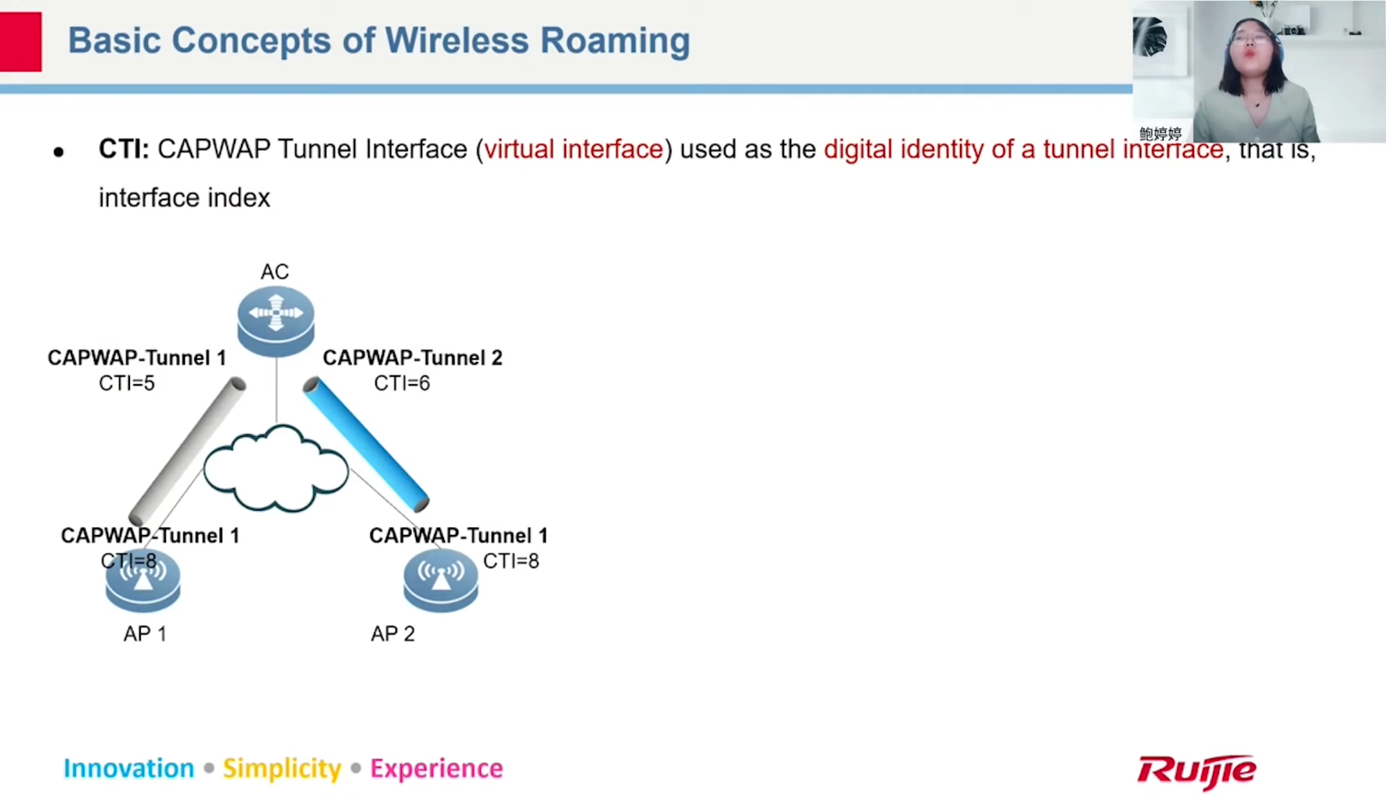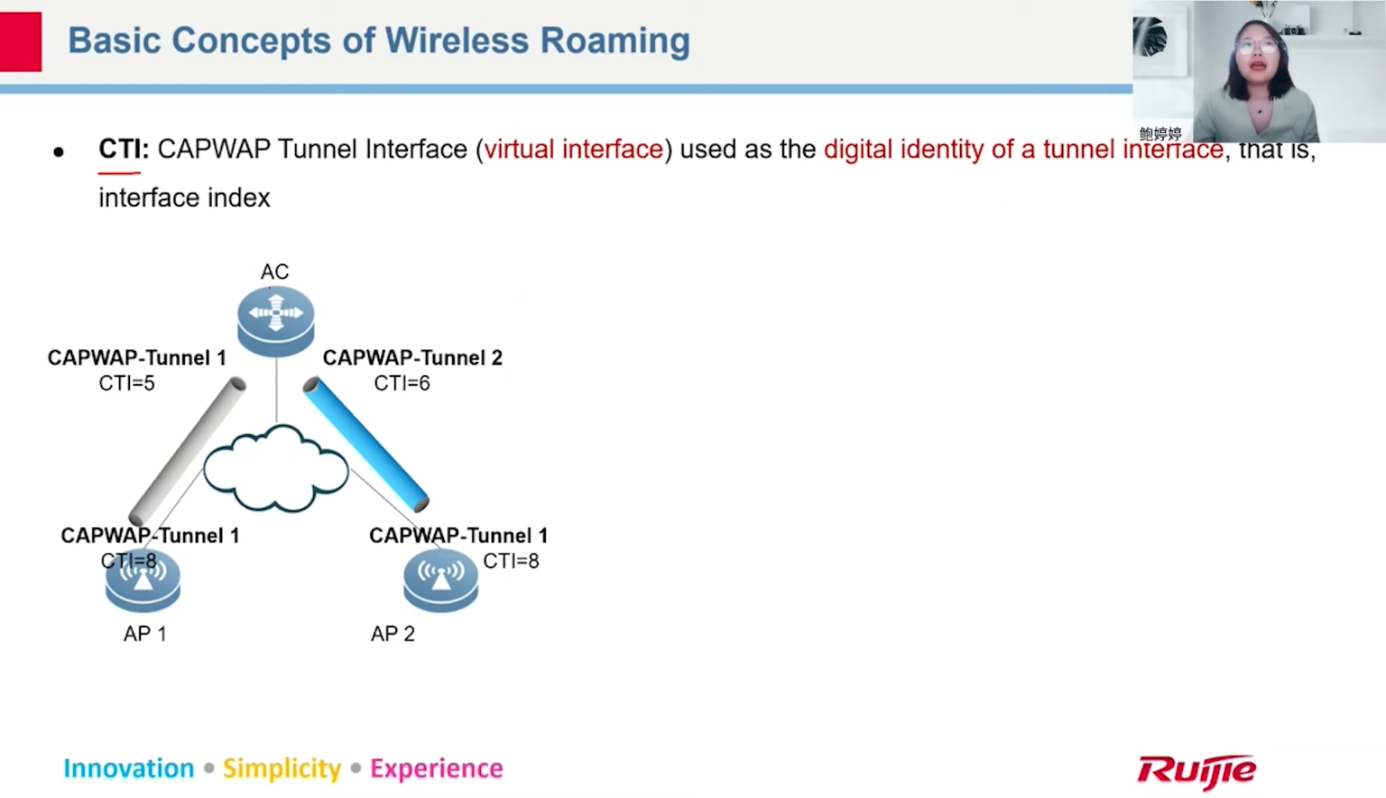And another one is when we happen the roaming, we say we will add the tunnel information. And this one is the tunnel parameters. One parameter we call is CTI, the CAPWAP Tunnel Interface. And this interface is a virtual interface. You can think this is an index, like the number to let you know. And now you already have several tunnels and which tunnel indicates with a different AP. And this one for the CAPWAP Tunnel Interface, we call it CTI, as the digital identity of the tunnel interface.